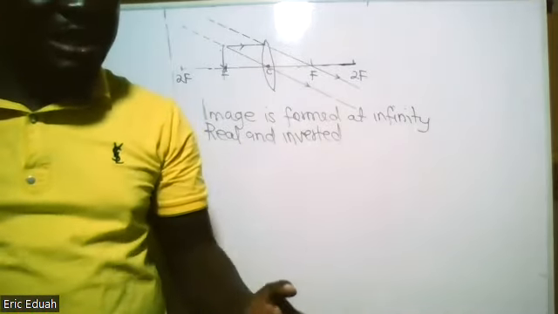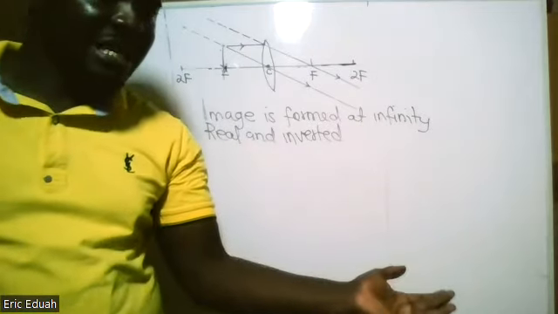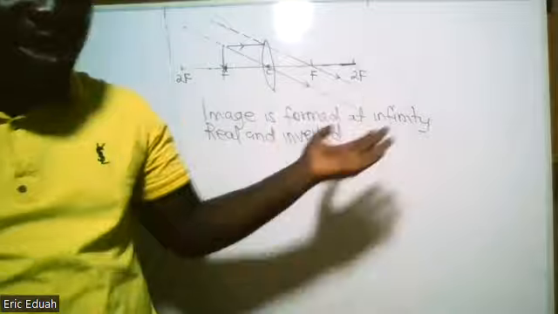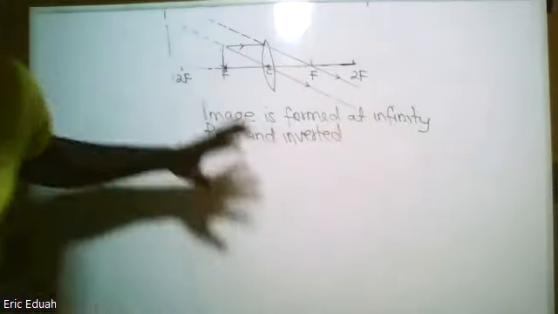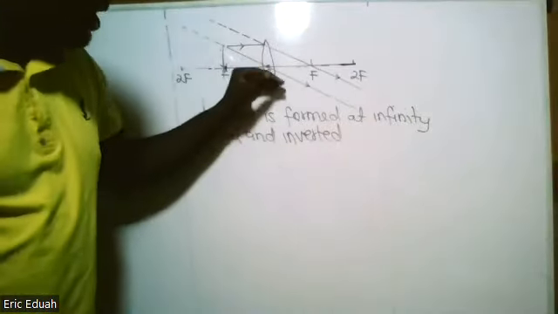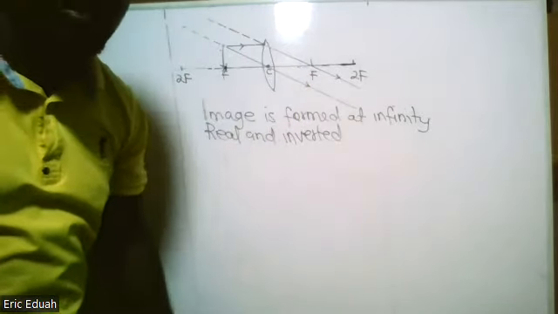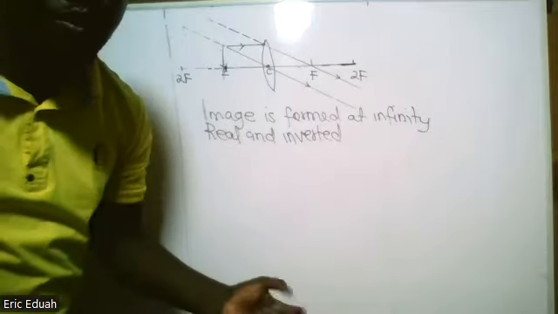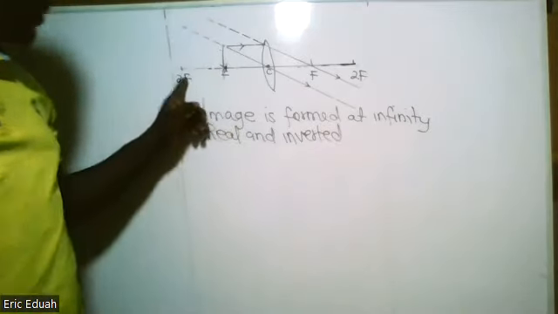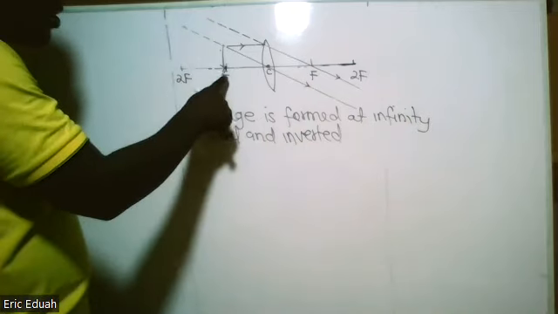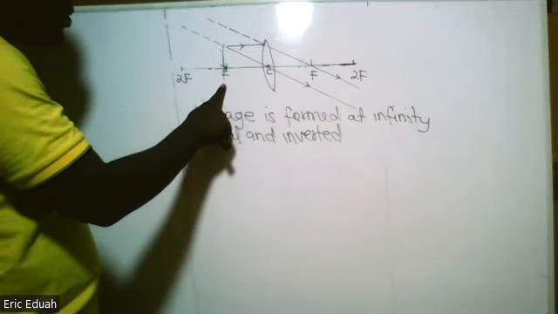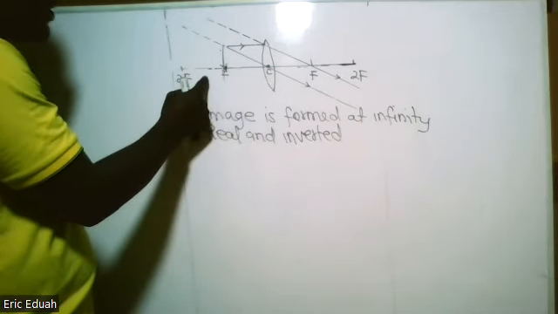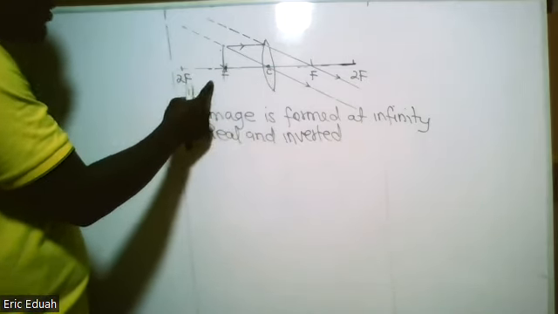When the object is placed behind C, behind the center of curvature, what happens? So we are looking at different positions of the object on the principal axis and the nature of the image that will be formed. And this must be at your fingertips. At least when it is placed at 2F, you have to know. When it is placed at F, you have to know. When it is placed between C and F, you have to know. When it is placed in front of 2F, you have to know, and behind.